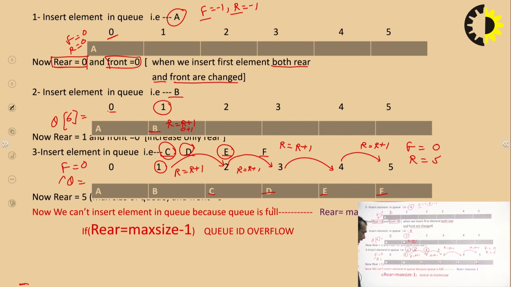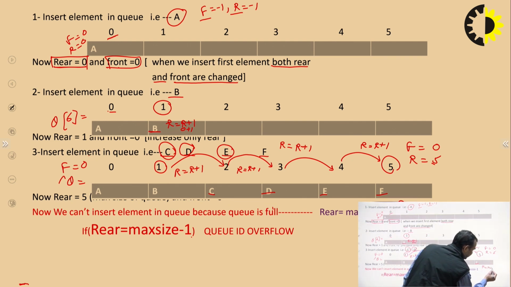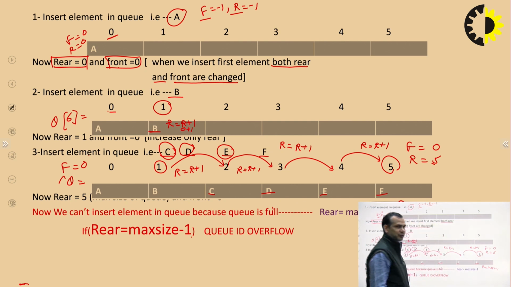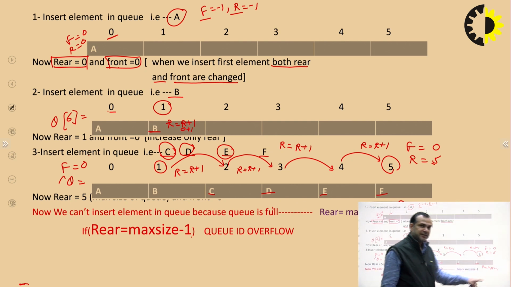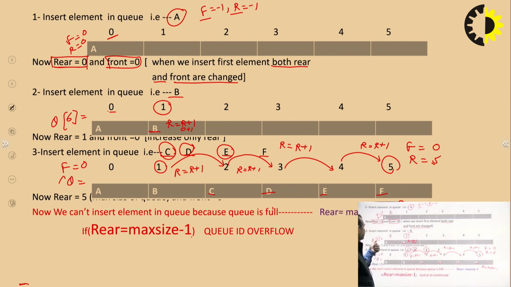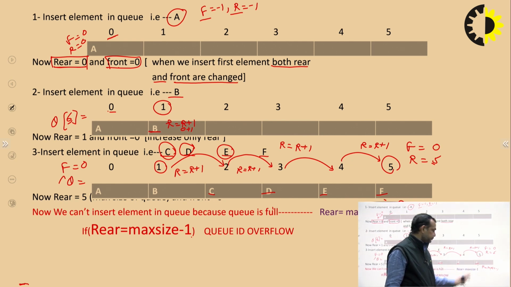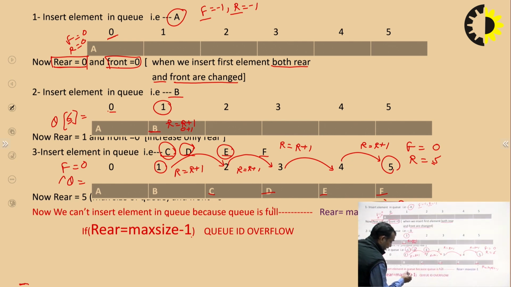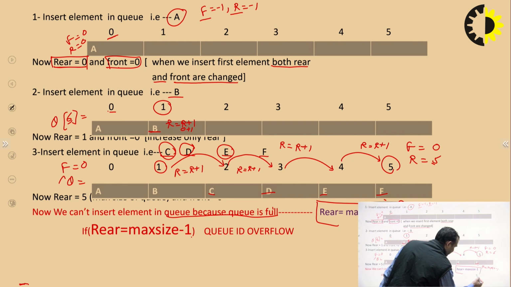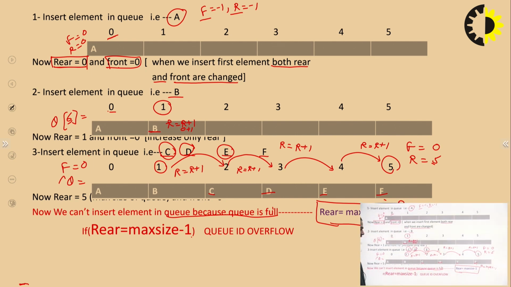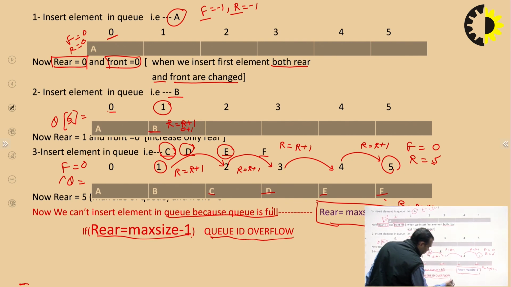Clear? So what condition is full? It will be represented when rear equal to 5, what is that for us, that is max minus 1. Rear equal to max minus 1, what was the maximum size? The size of the Q we took is 6. So now 6 minus 1 will be equal to 5. So if a Q is full, what condition do we write? Rear equal to max size minus 1, or in other words if rear equal to max size minus 1, then we print the Q is overflow.